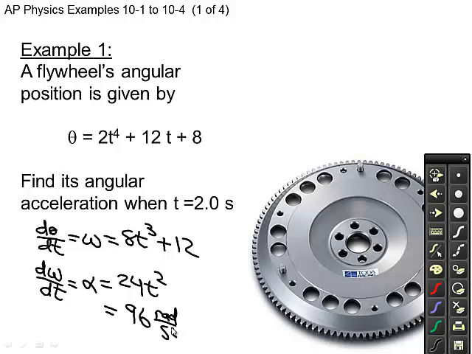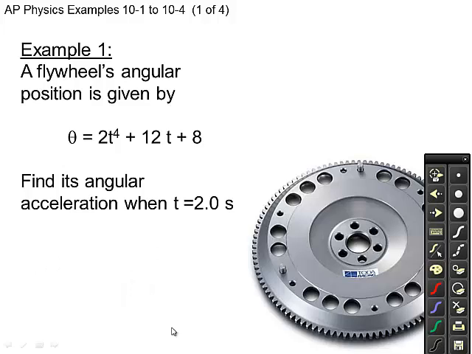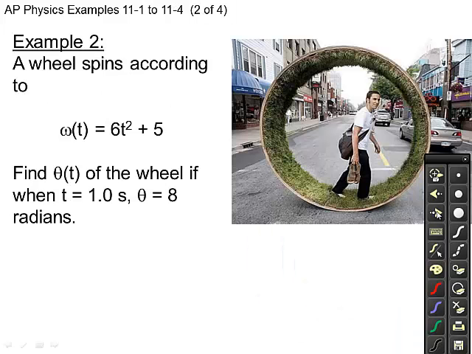Okay, second example. A wheel spins according to omega equals 6t squared plus 5. Find theta as a function of time of the wheel if when t equals 1 second, theta equals 8 radians. So here's a guy who could walk to work barefoot on grass.